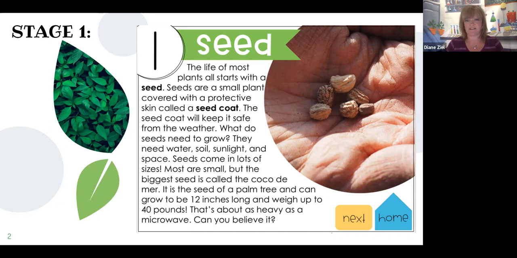Seeds come in lots of sizes. Most are small, but the biggest seed is called the coco de mer. It is the seed of a palm tree and can grow to be 12 inches long, which is pretty big. That's this big. That's a pretty big seed, and it can weigh up to 40 pounds. That's about as heavy as a microwave. Can you believe it?